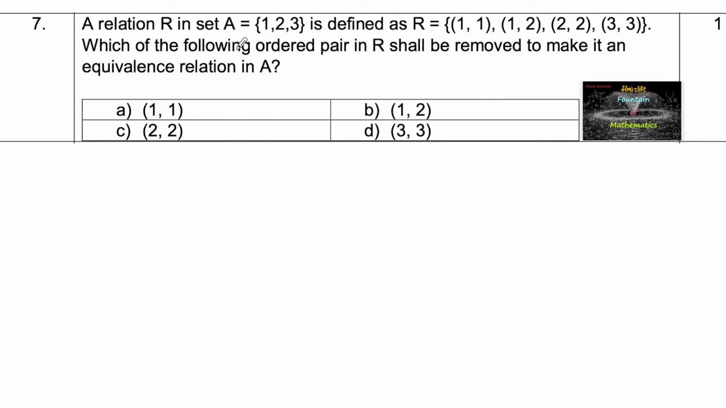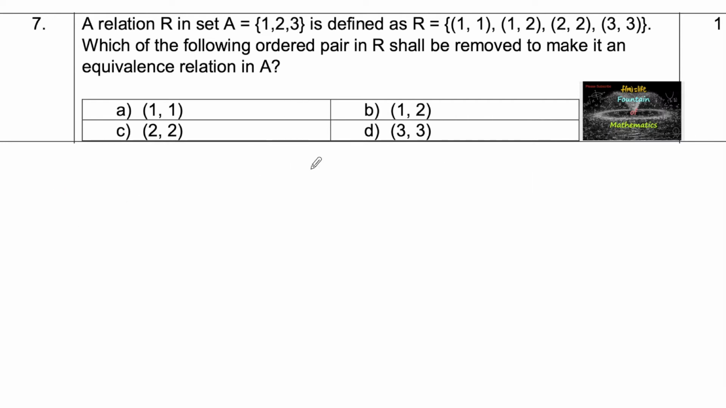A relation R in set A is equal to 1 comma 2 comma 3 is defined as R is equal to the ordered pairs 1 comma 1, 1 comma 2, 2 comma 2 and 3 comma 3. Which of the following ordered pairs in R shall be removed to make it an equivalence relation?